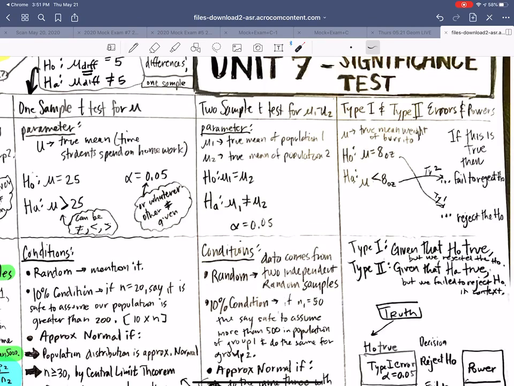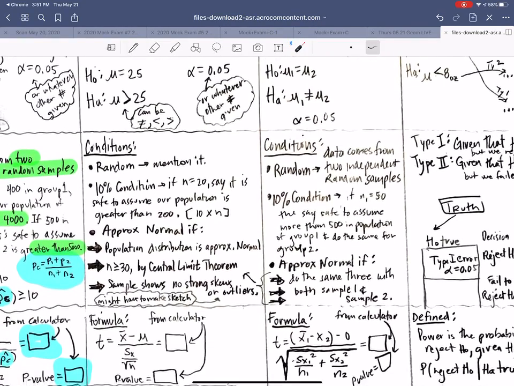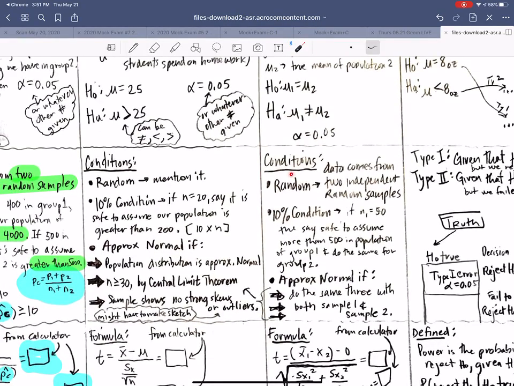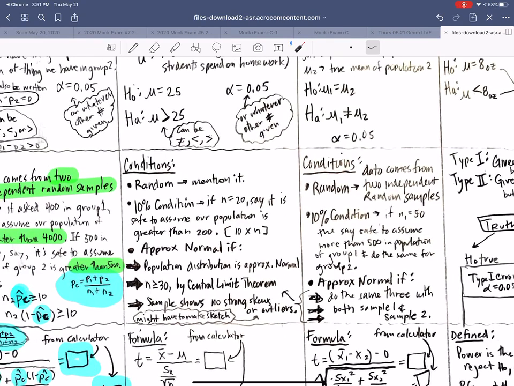If you took 2 sample T, you're going to have 2 mu's for your population. And you could have a sneaky suspicion about one's greater than or less than or just not equal to. Let's just zoom in on the conditions. The conditions would be exactly the same, but because you have 2 groups, you want to make sure the data is coming from 2 independent samples. And once again, you're going to want to do a 10% condition for both groups.